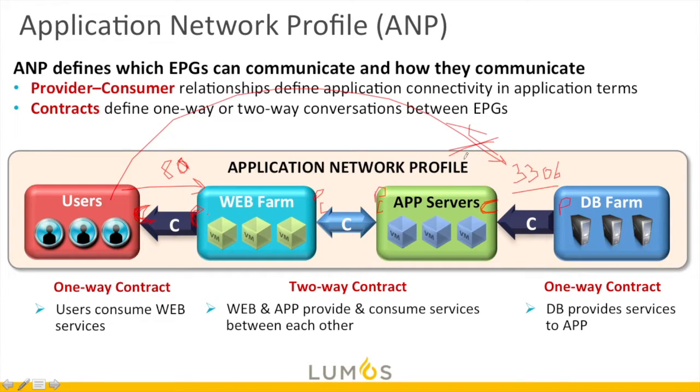app server. If we wanted to allow that, we could do another contract. Now, this would not be a good idea typically, but just to show we could do it, we could provide that same contract to the users, and the arrow would actually be that way. You can tell that arrow there.